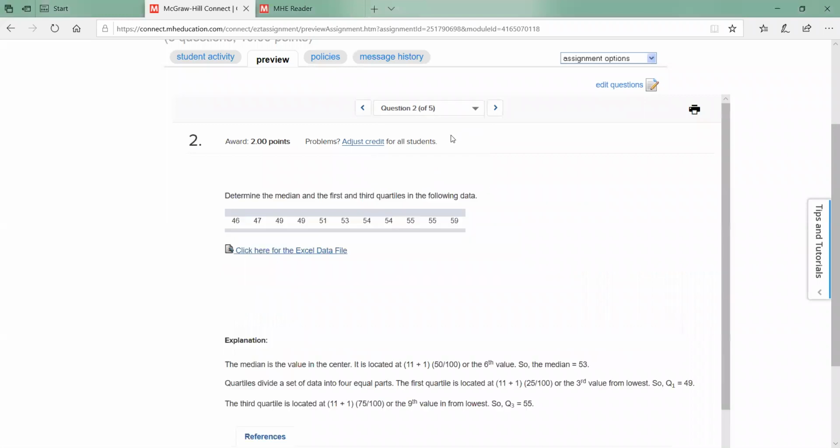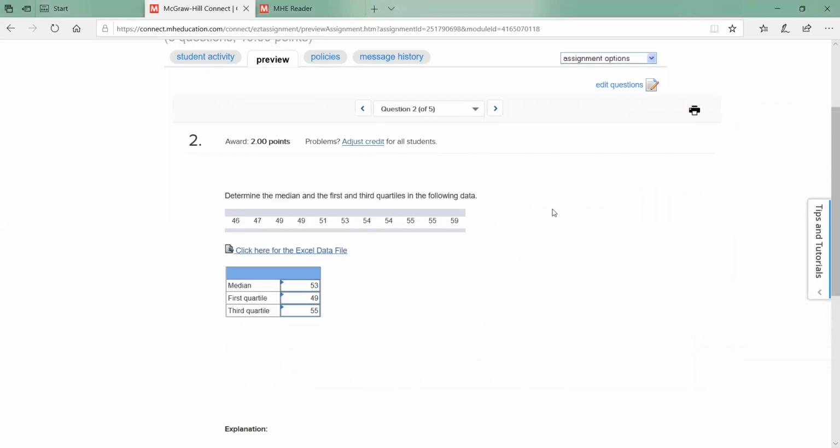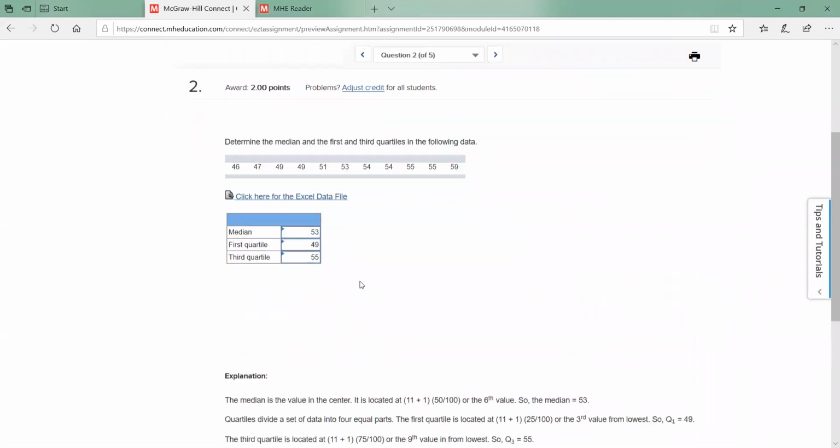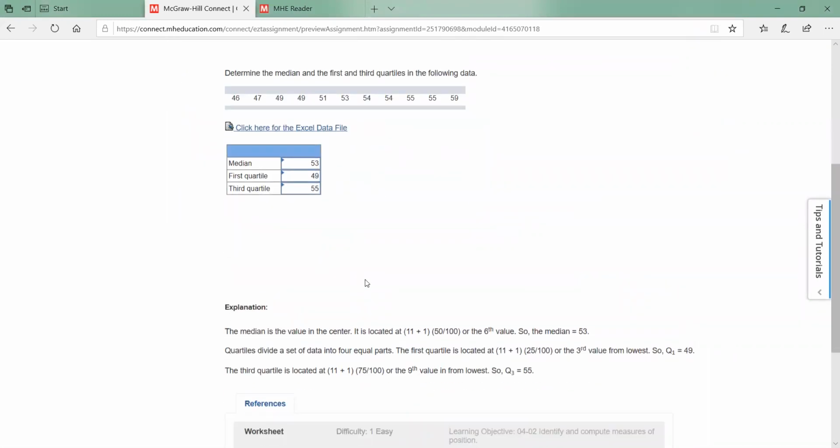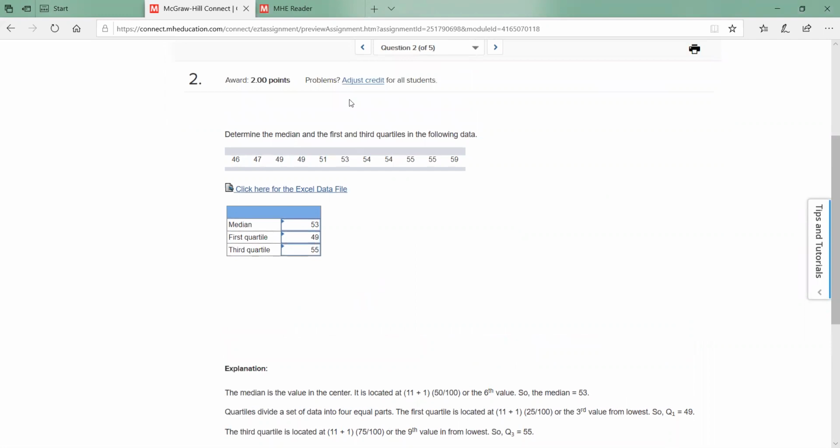All right, number 2, we're going to be looking at, looks like it's your quartiles. Remember, quartiles are in groups of 4. You got 25, 50, 75, and of course 100. And they want the median. In this one, they give you the data set. It looks like in this case, there's 11 observations. So you got 1, 2, 3, 4, 5, 6, 7, 8, 9, 10, 11.